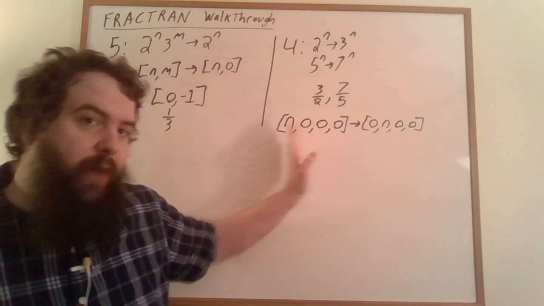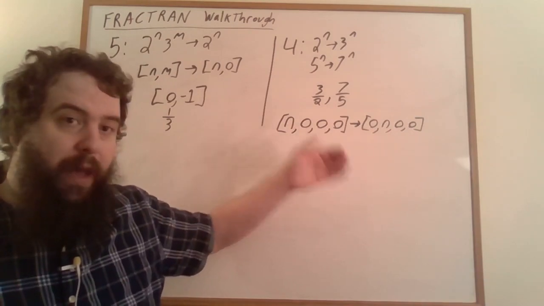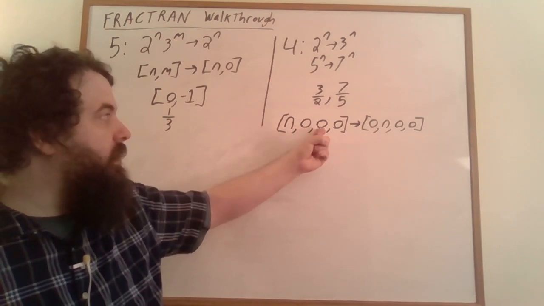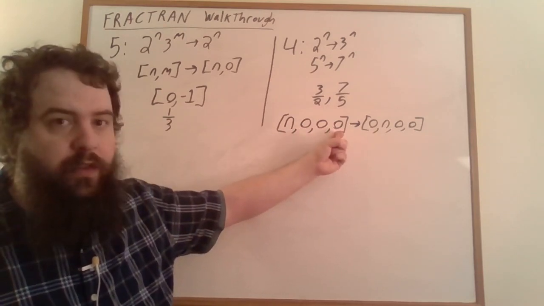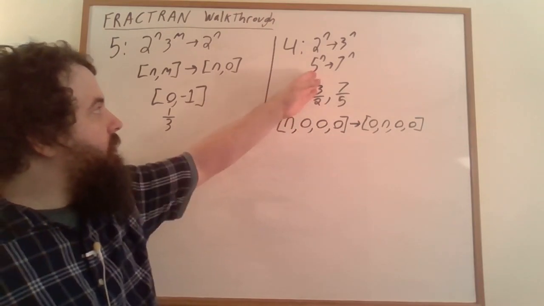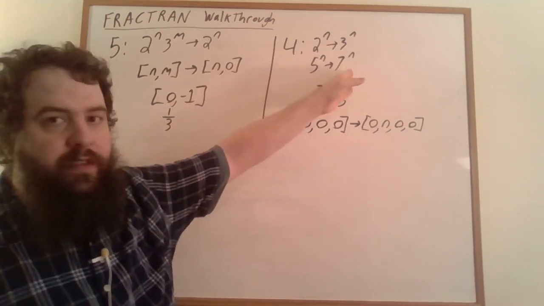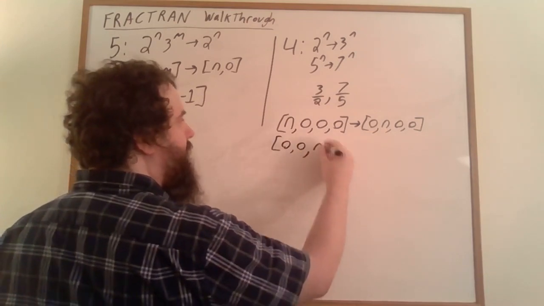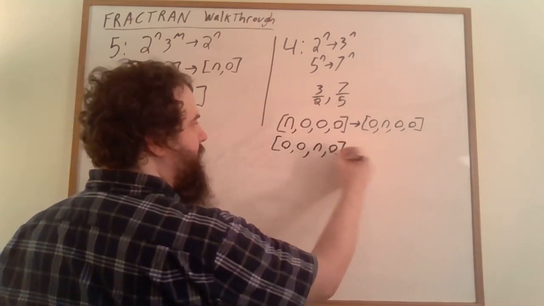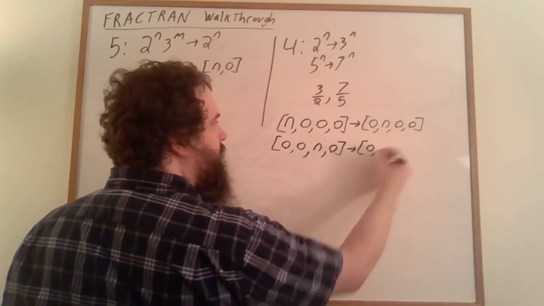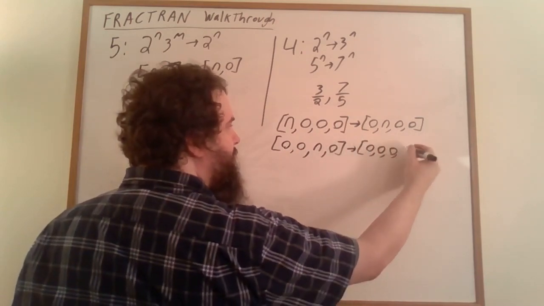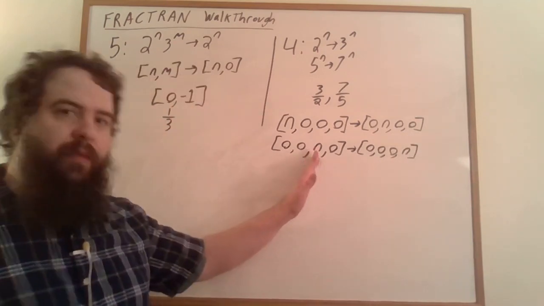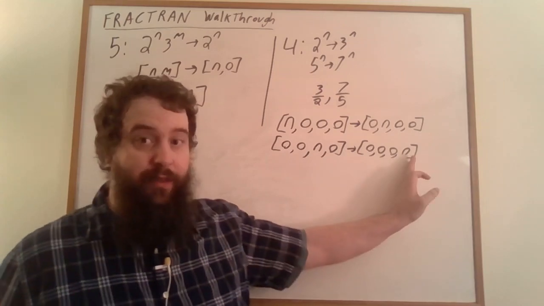I like to call these registers and number them by the prime that they correspond to. So this is the 2's register, the 3's register, the 5's register, and the 7's register. And similarly, we want to move data from the 5's register to the 7's register. 2 to the 0, 3 to the 0, 5 to the n, 7 to the 0 becomes 2 to the 0, 3 to the 0, 5 to the 0, 7 to the n. We're moving data from the 5's register into the 7's register.